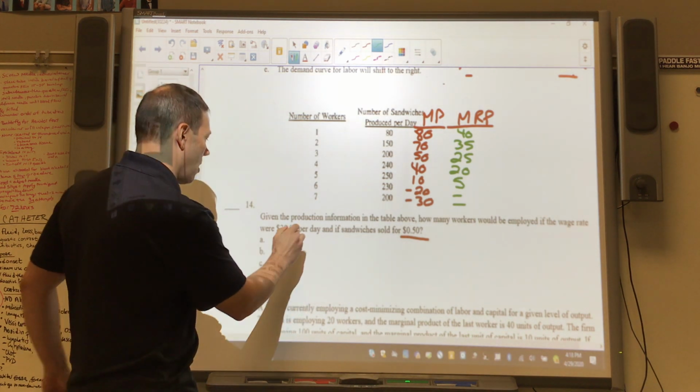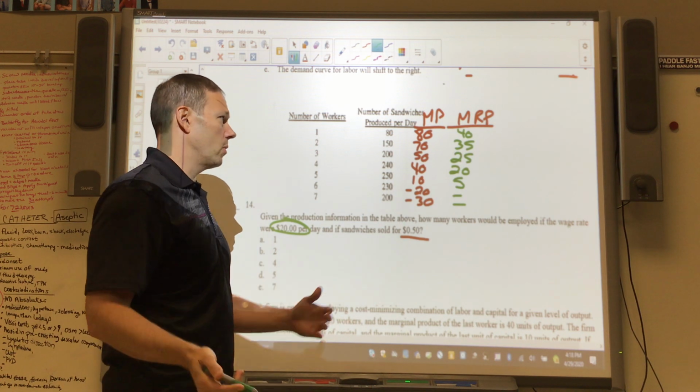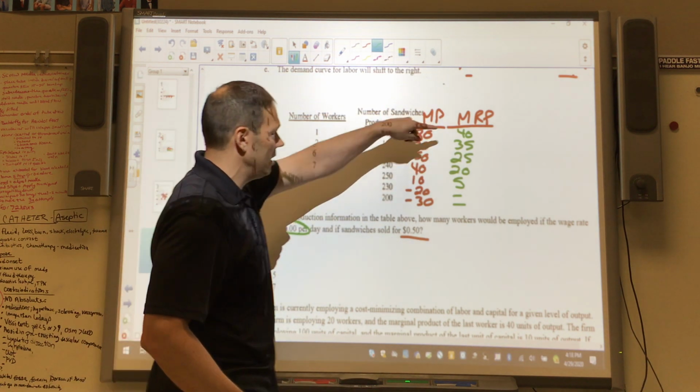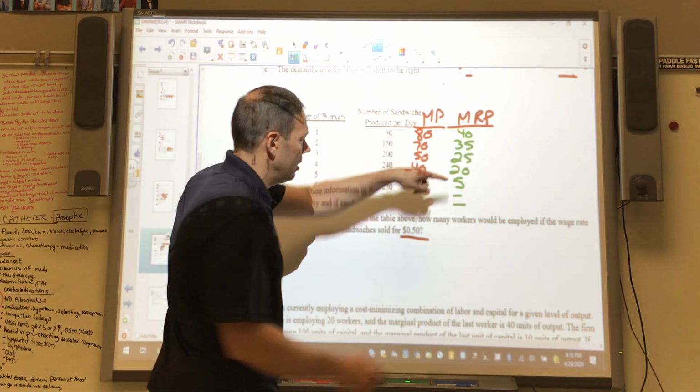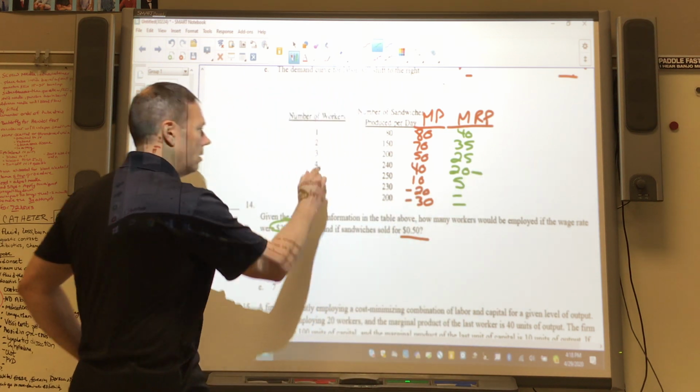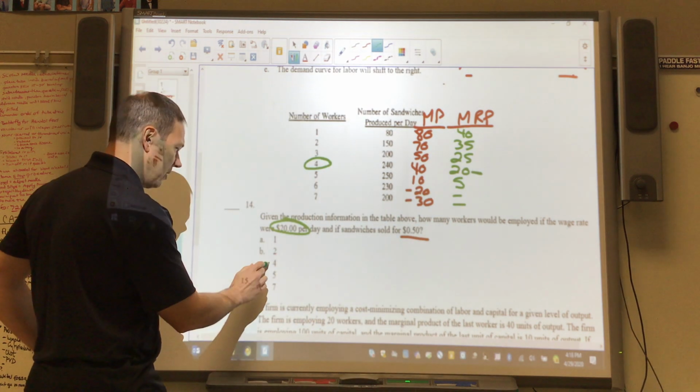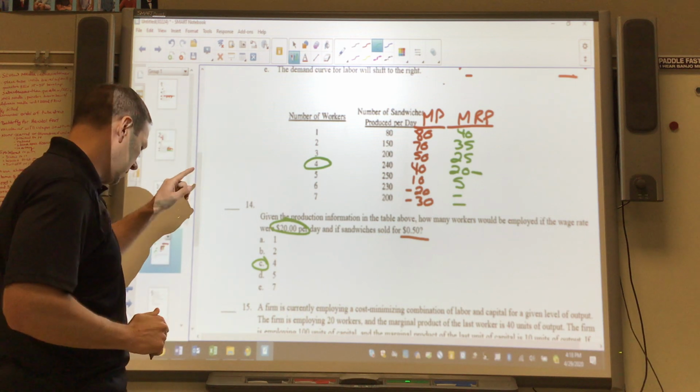Now, how much do workers cost? Workers cost $20. What's our rule? MRP equals MRC. So you're going to keep hiring until this guy right here, which is number 4, which I believe is letter C. Okay, so number 14 is letter C.